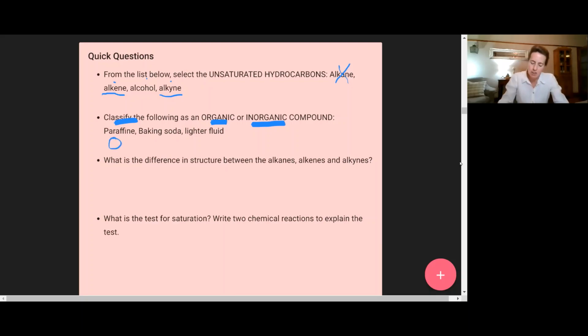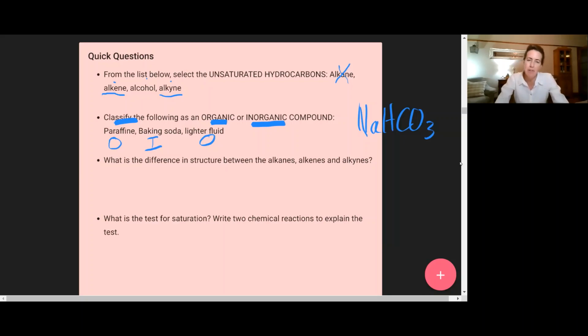Baking soda is just bicarbonate of soda, so it is NaHCO3. Although it contains carbon and maybe a hydrogen not attached to that carbon, but attached somewhere else, it is not an organic compound, so it is an inorganic compound. Lighter fluid is, of course, butane, and that is a hydrocarbon, so this would be an organic substance.